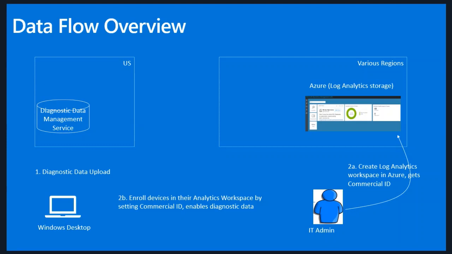Initially, an IT administrator creates an Azure Log Analytics workspace, and they can choose the location of where that's going to be hosted from a data center perspective, and we're talking Azure now. They copy the commercial ID, which is specific to your organization, and then they push this commercial ID to the devices, which will eventually show up in Windows Analytics. This is the mechanism that lets us know which devices should show up where and in which workspace.